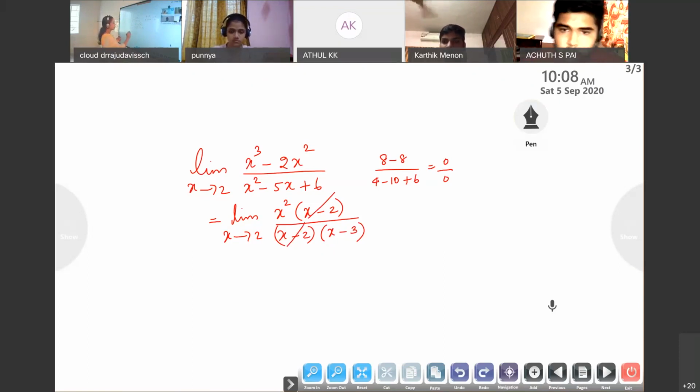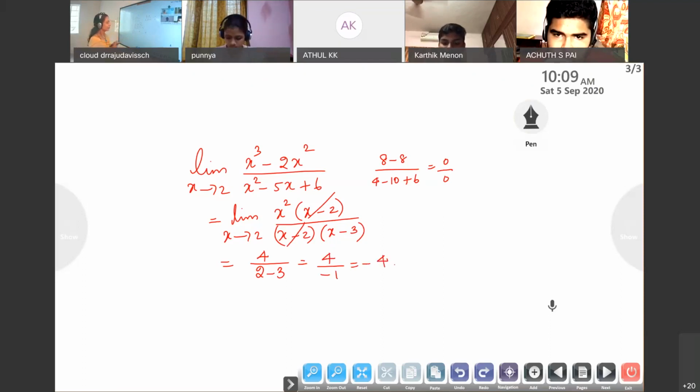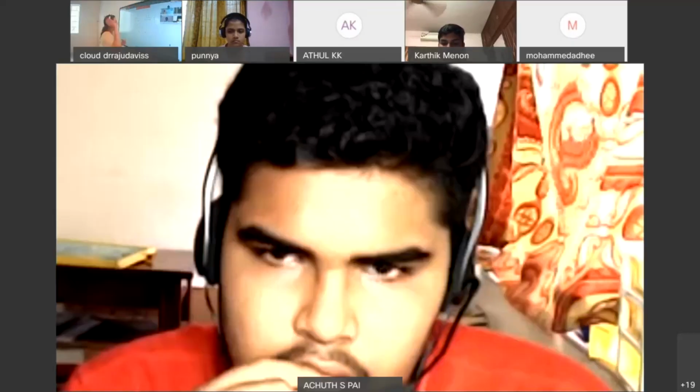When you put x is 2, 4 by 2 minus 3, which is the same as 4 by negative 1, which is negative 4. Is it okay? Is it clear, children?